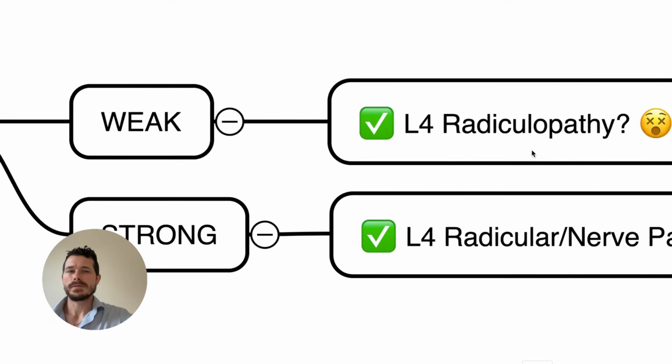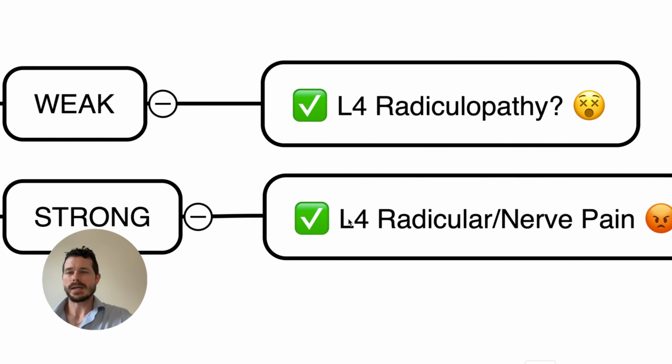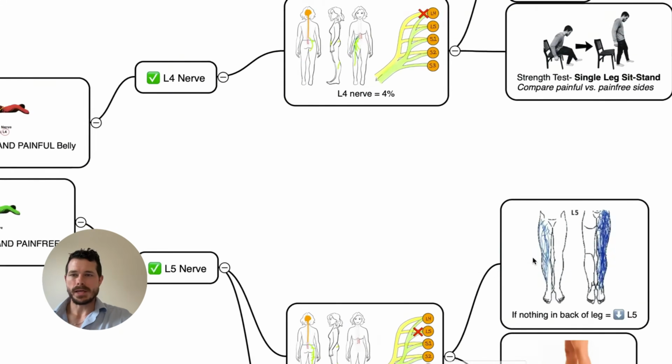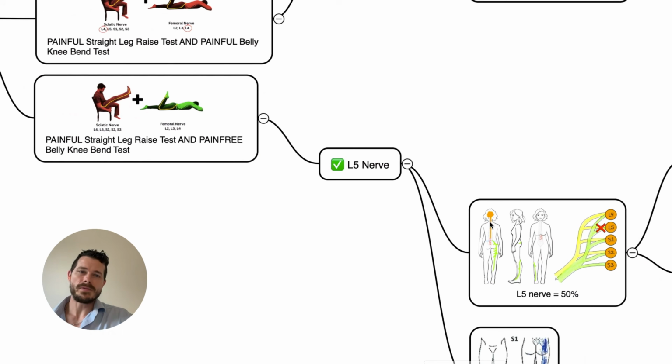But if it's strong, then it's not that it doesn't hurt, it's just that now you have L4 radicular and/or just straight nerve pain. So you have an angry nerve. The nerve is functioning. All the lanes on the highway that transmit feeling and movement potential are okay. It just hurts. So that's the L4 nerve. Maybe you have an L5 nerve issue.